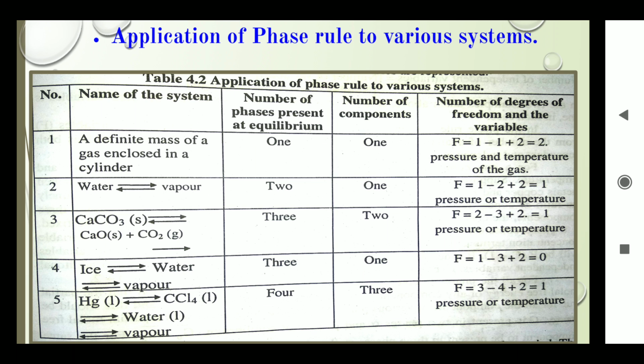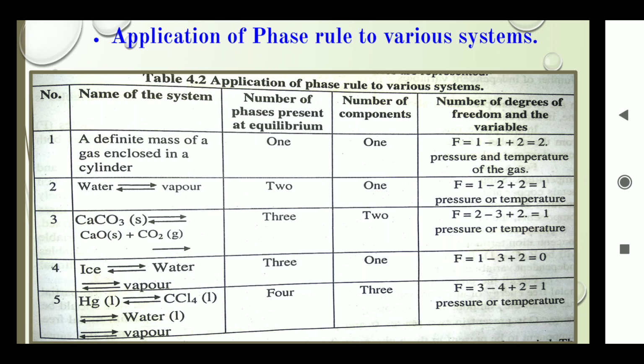So see the first example, a definite mass of gas enclosed in a cylinder. How many phases? Only gas, one phase. How many components? Only one type of gas. Obviously the number of components will be 1.